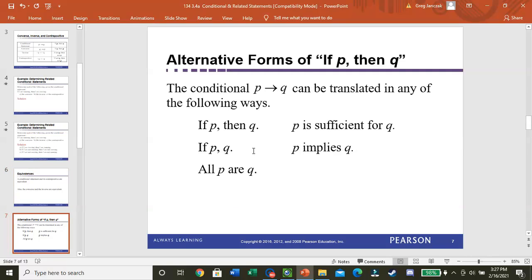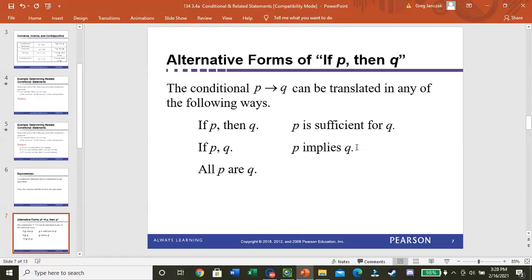Alternative forms of if P then Q. So here we have if P then Q with an arrow. It can also be written as P is sufficient for Q. That's another way to write it. If P, comma, Q. So in other words, if we're saying if it is a cat, then it will climb up a tree, this part here, if P, comma, Q, you could say if it is a cat, comma, it climbs up a tree. So the then is left out.